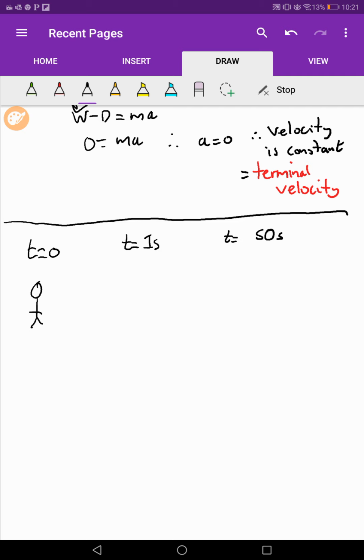Forces on that person, they haven't got very much velocity at that time. So our forces, we've got weight here, and maybe a very tiny bit of drag, so they might have just started moving downwards. At time equals 1 second, they've just started moving downwards a little bit faster. They haven't gained any mass, and we're going to ignore the change in gravity. So their weight is unchanged. But they've got a little bit higher velocity, so their drag force is getting a bit higher.